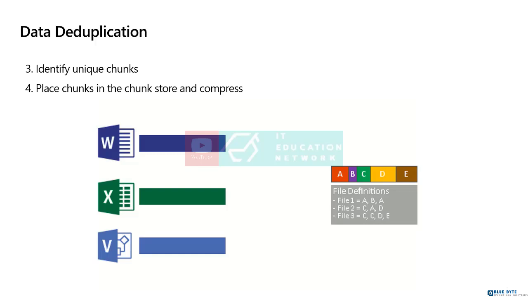Now in our example, that's Microsoft Word, file 1. The Microsoft Excel, file 2 needs C, A, and D chunks. File 3, the Visio needs chunks C, C, D, and E. So we store 1 copy of each of those chunks, whether it was a duplicate chunk or if it was just a unique chunk itself, we just store 1 copy of it and we have our space savings.